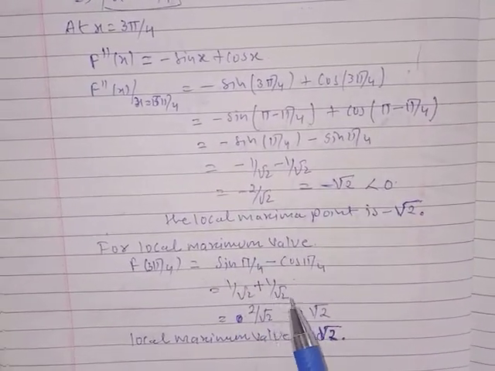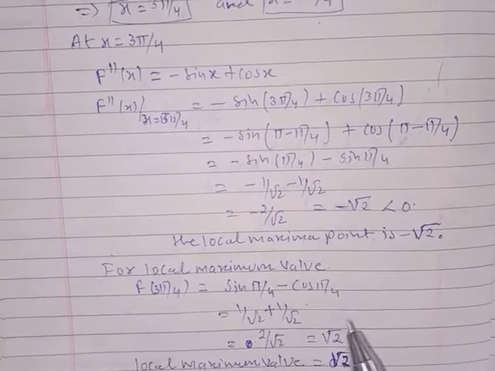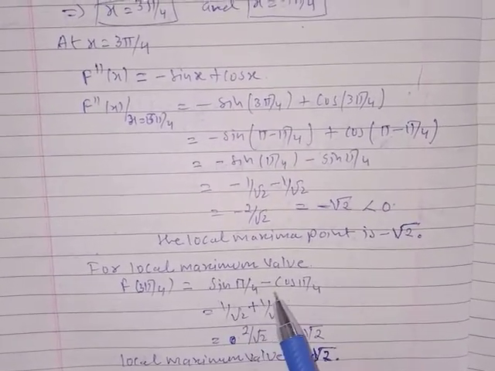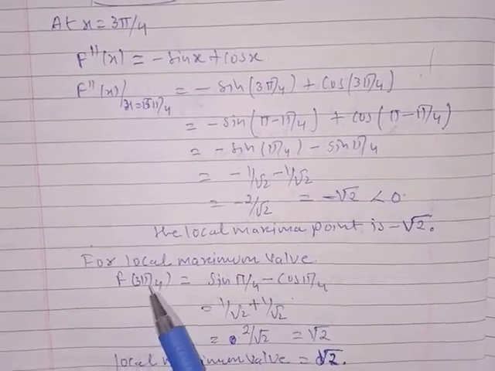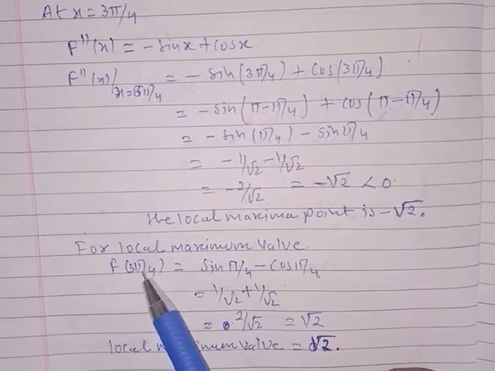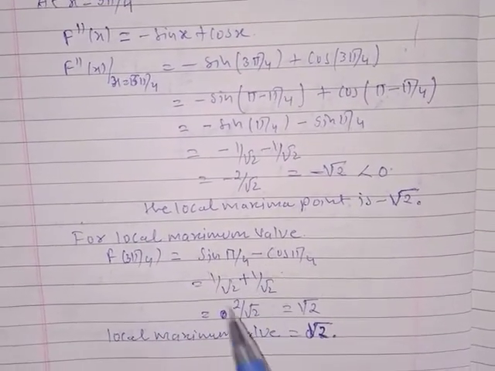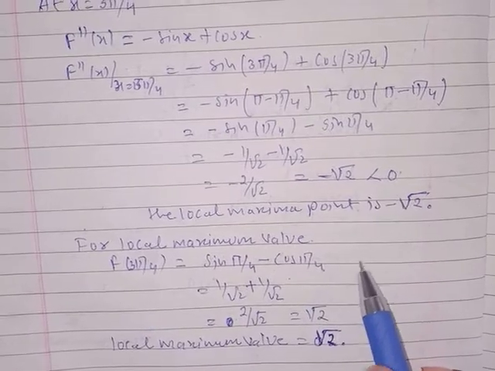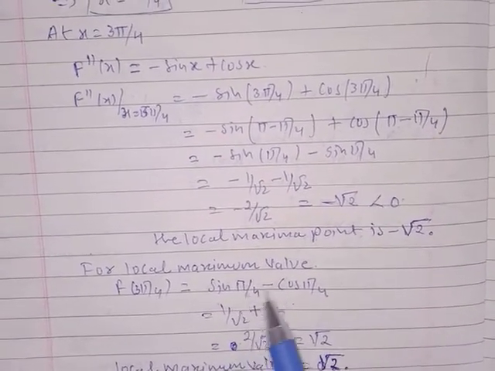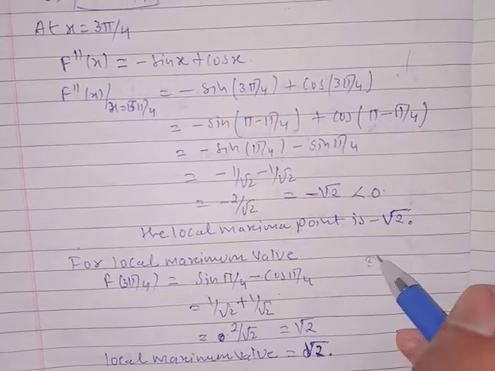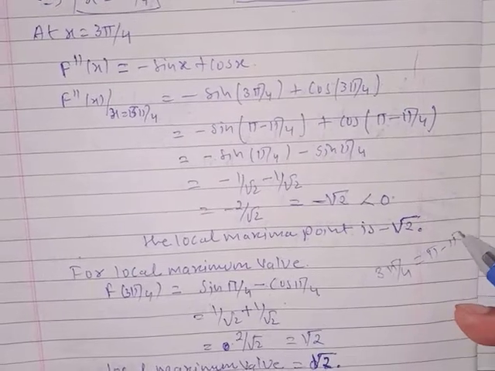Substitute. Got it? You can say it is f of 3π/4. Here I have substituted π/4. 3π/4, how can we get it? Okay, split this: 3π/4 can be written as π minus π/4.